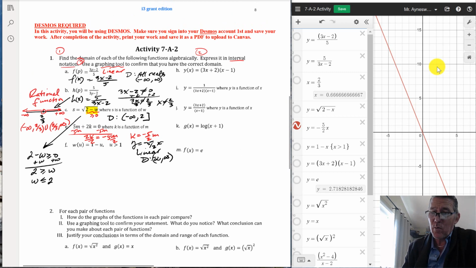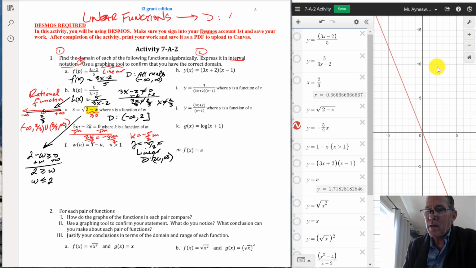You should write that down somewhere. Okay, linear functions: the domain, all reals. Every single time. I've said it so many times, but you guys got to remember it.